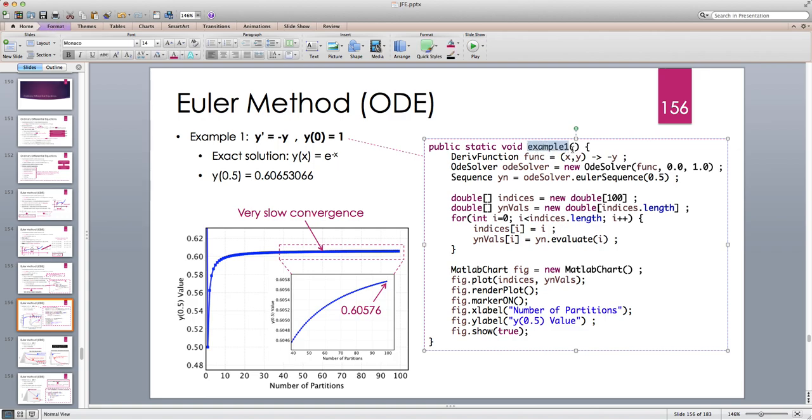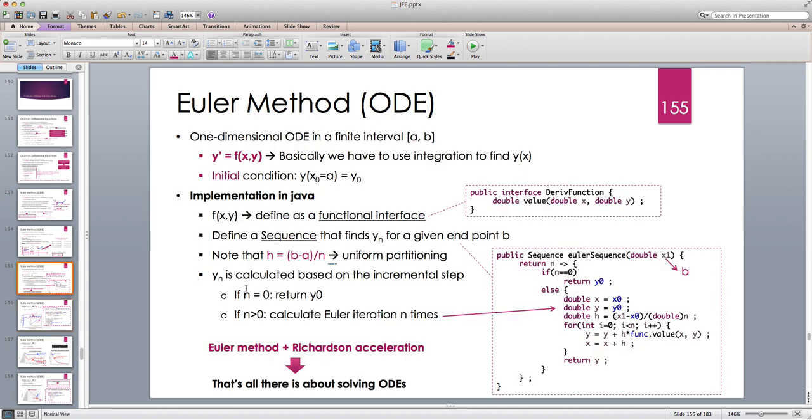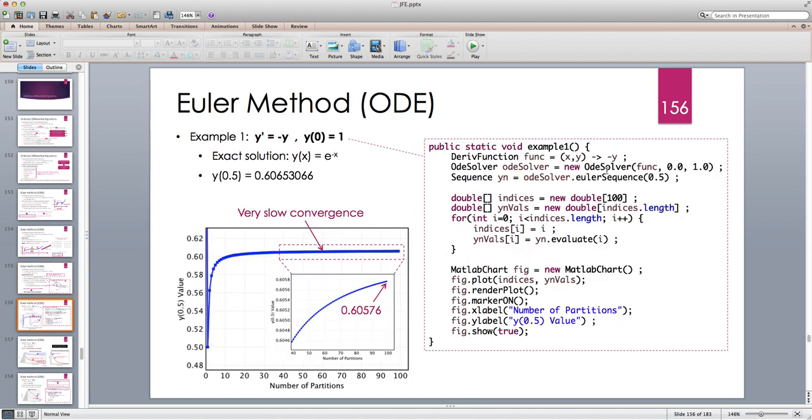So this is the code, example 1. I define a deriv function, which is basically my f of x and y, using a lambda expression, which makes life very easy to define the function. x and y goes to minus y, all right? So this is f of x and y. And then I create an object called ODE solver, and I implemented this Euler sequence method in it.